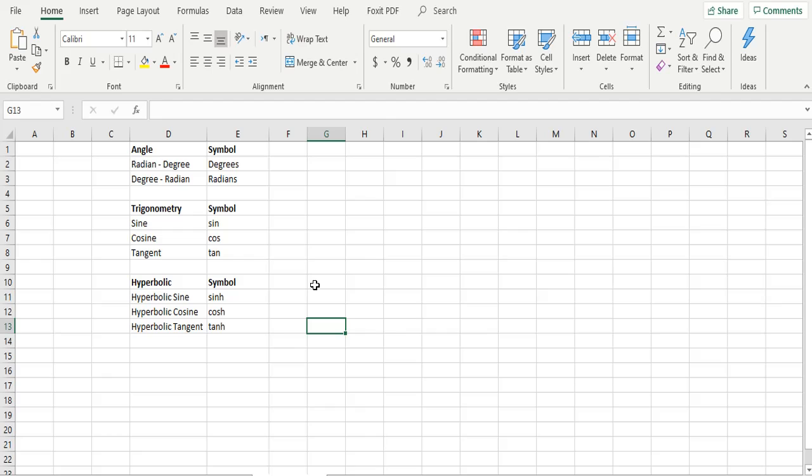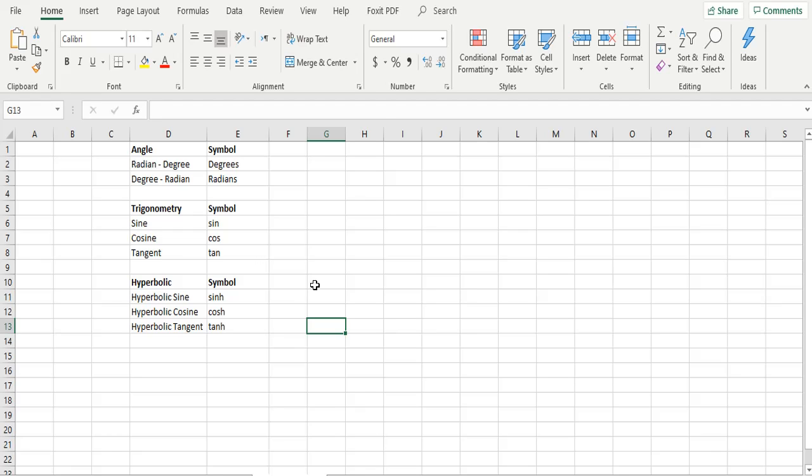Okay, today we will be continuing our previous lesson. Today we talk about trigonometry functions in Excel. Normally we will use a lot of sine, cosine, and tangent.